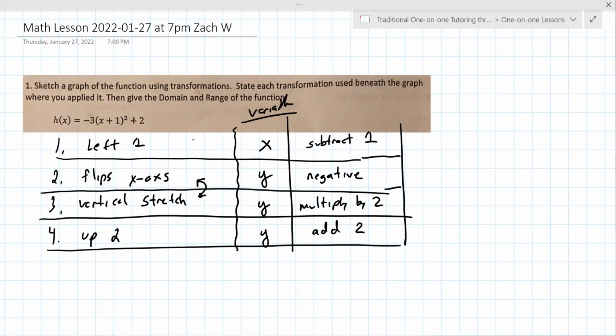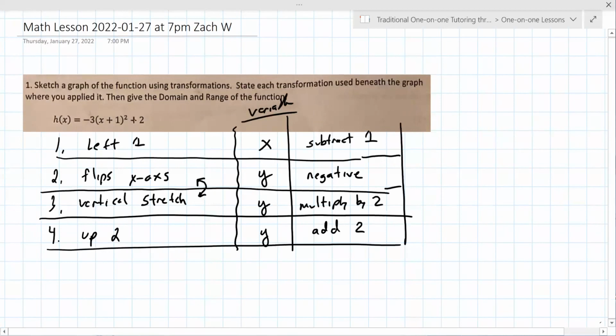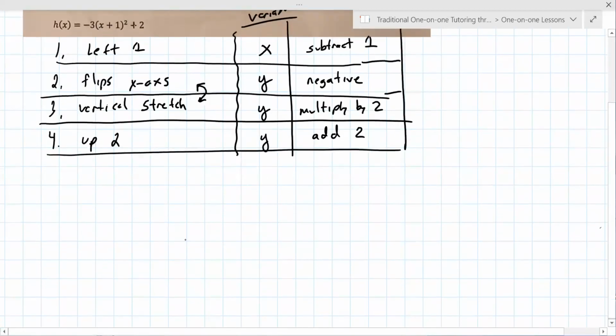Okay. We kind of did this before. I think this is a little more organized. I had some time to think on it since we last met, and this is what I came up with that I think will be helpful to you. So we start with the parent function.